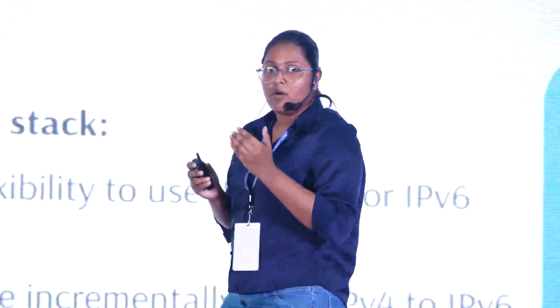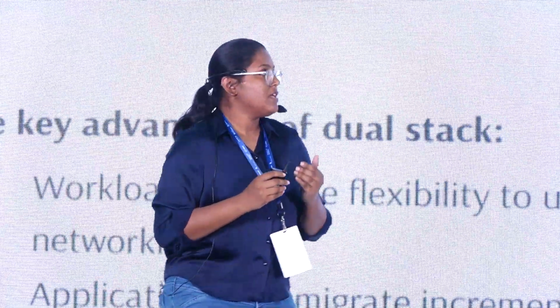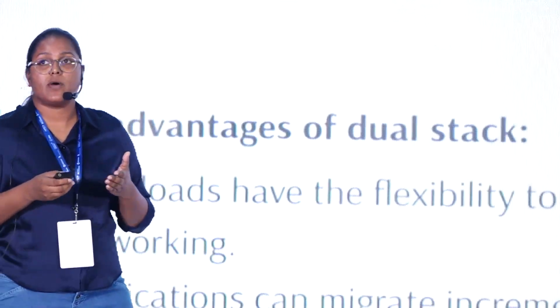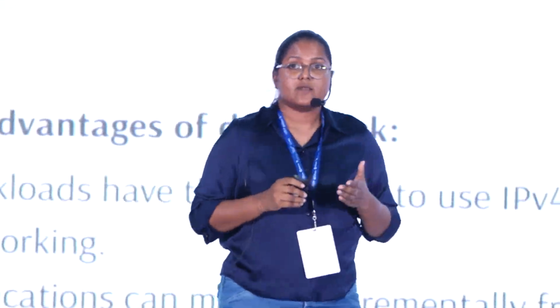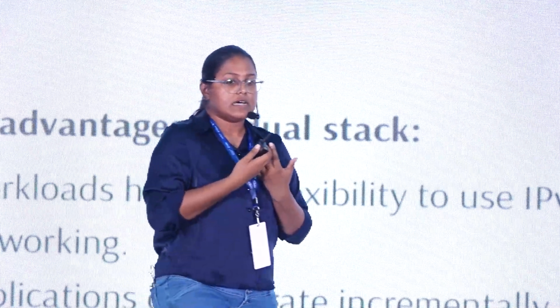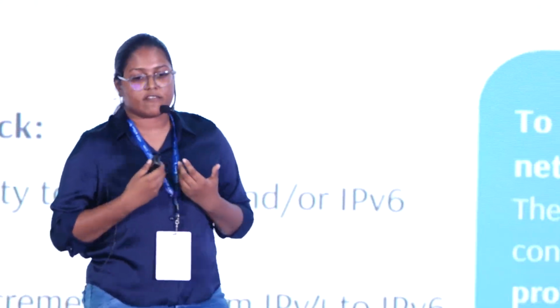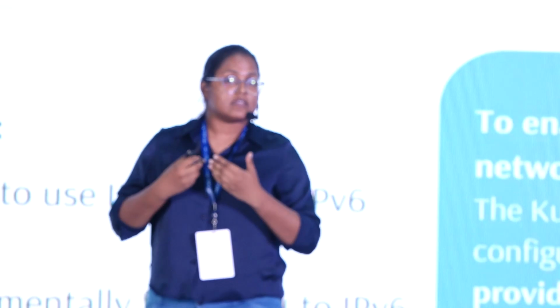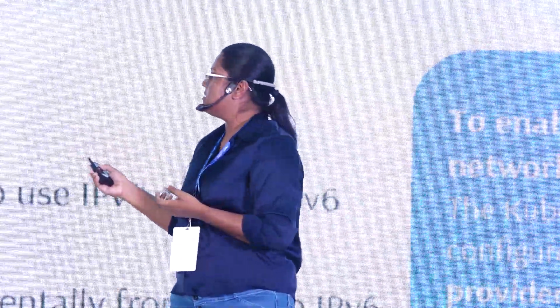So I built a whole story with IP version 4, but as we progress, we need to support IP version 6 as well. So enabling dual stack networking will be a must. We can do that with the CNI as well. With dual stack, workloads have the flexibility to use either IP version 4 or IP version 6, and applications can incrementally migrate from IP version 4 to 6. Dual stack networking also enables IP version 6 only workloads to run when needed.